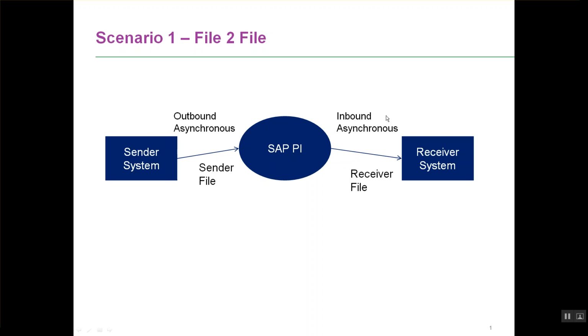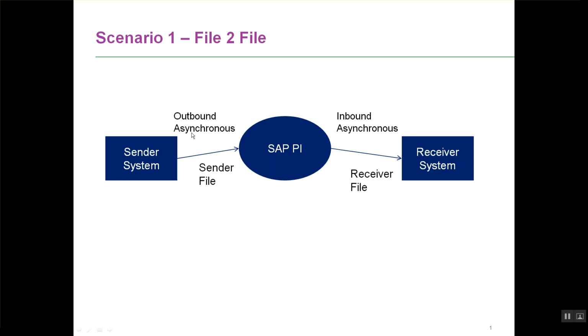And when PI is sending the data to the receiving system, again, because this interface is with regards to the receiving system, the direction of the service interface is going to be inbound. So remember, an outbound interface is when a sending system is pushing data to PI, and an inbound service interface is when PI is pushing the data to the receiver system, because it is always with regards to the end system. It is always transparent of PI.